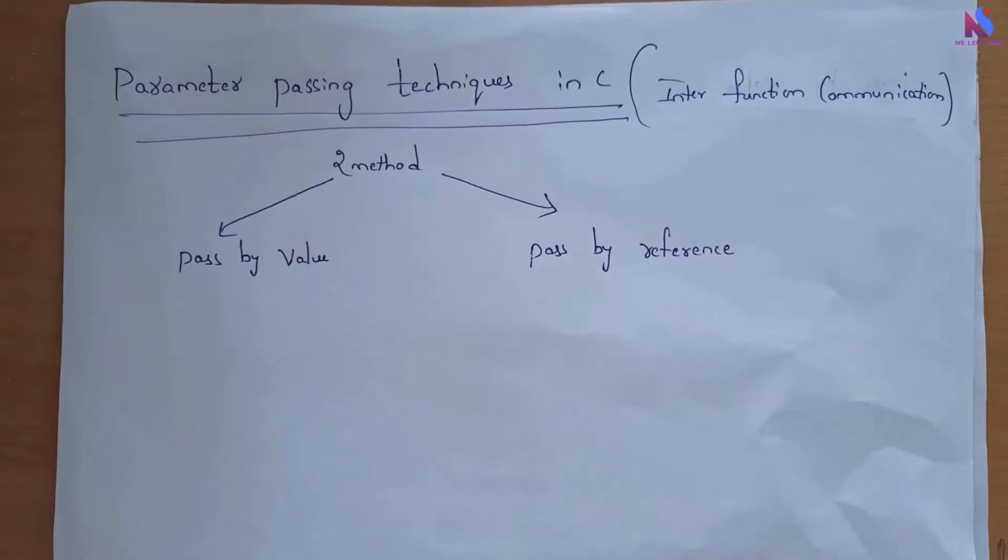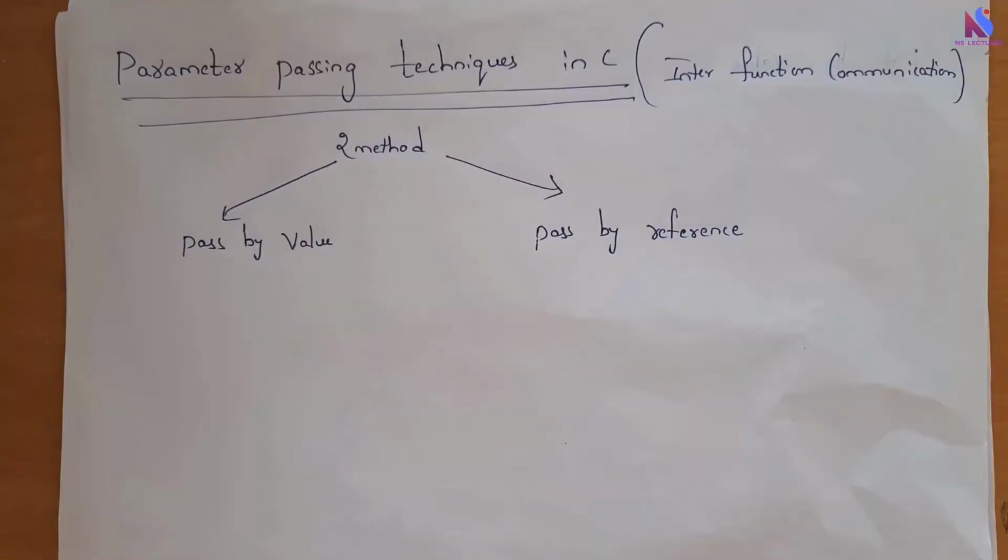Next topic is parameter passing techniques in C. We also call these parameter passing techniques interfunction communication. Parameter passing techniques are classified into 2 types. One is pass by value and the next one is pass by reference. At first I will explain what is pass by value.